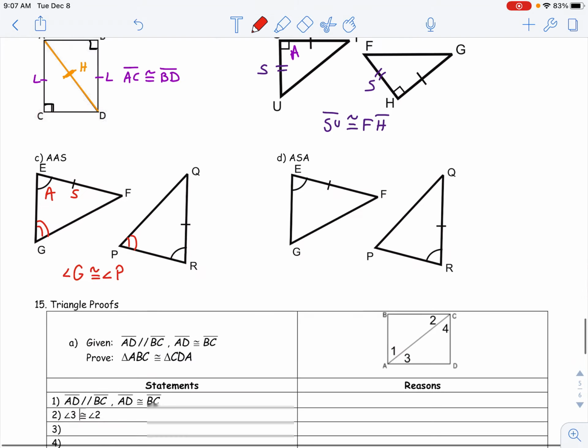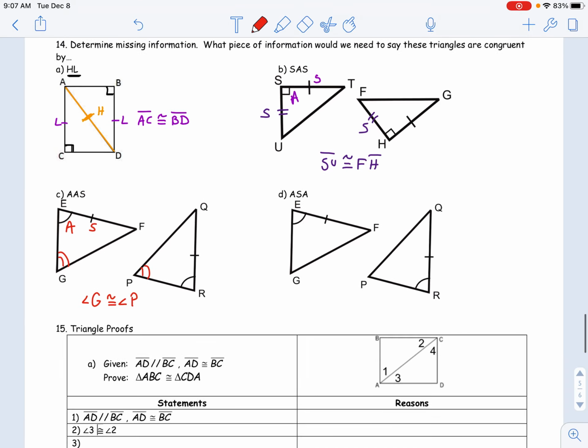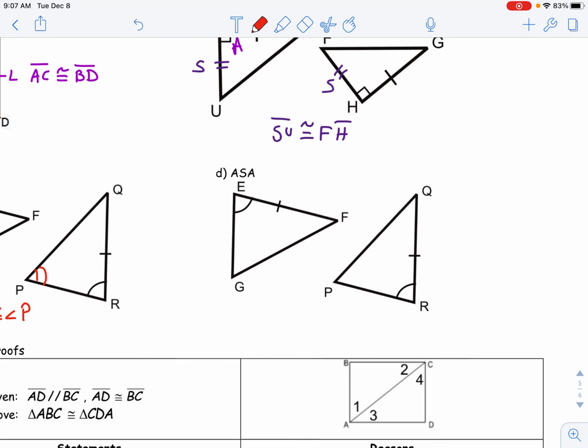Oops. And anyways, last one, angle, side, angle. So now we need the angle to force the side to be included. So it's going to be angle F and angle Q. Nice.